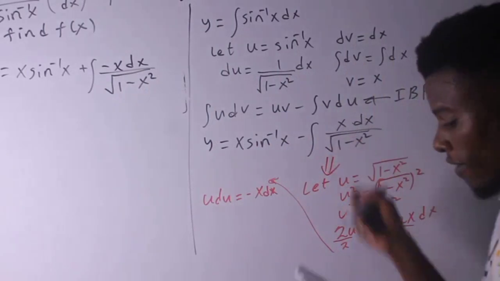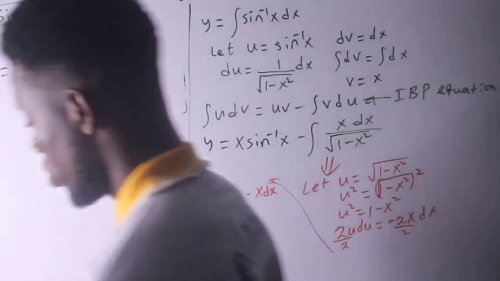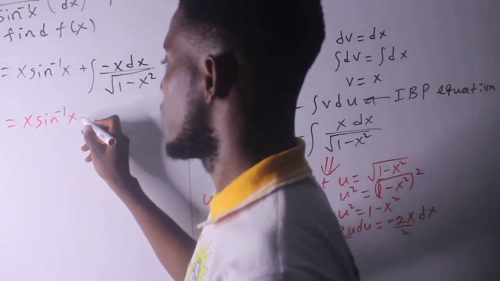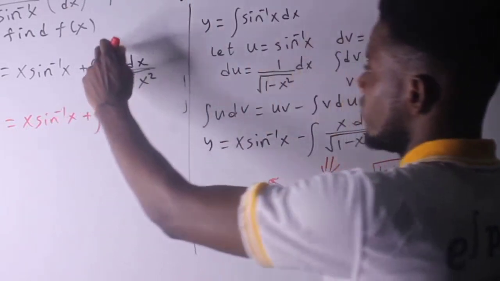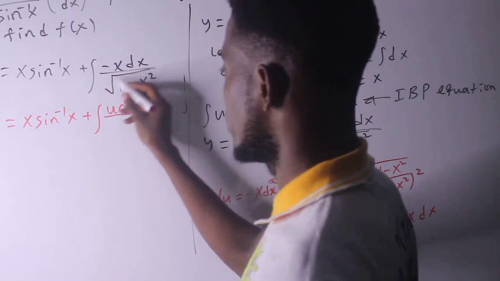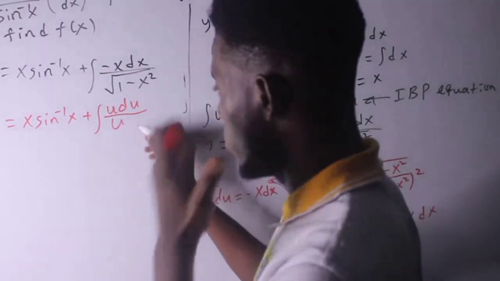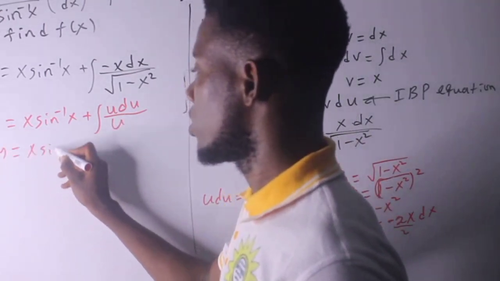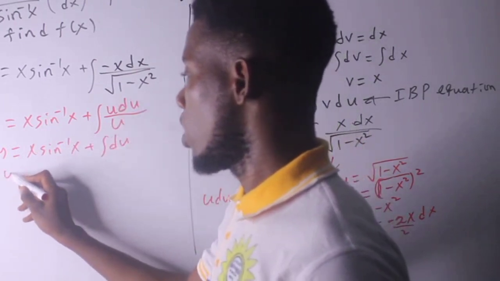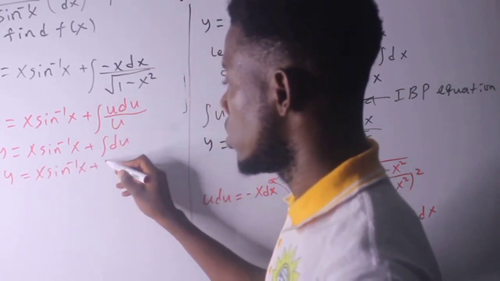So I'm just rewriting this. I have not done the substitution yet. So let's go now and do the substitution. We get y is equal to x sine inverse of x plus the integral of negative x dx, which is u du, all divided by this entire expression. u is the entire expression, so the entire thing is u. They are going to cancel out, so you're going to have the integral of du. So y is equal to x sine inverse of x plus, what is the integral of du? It's just u plus c.